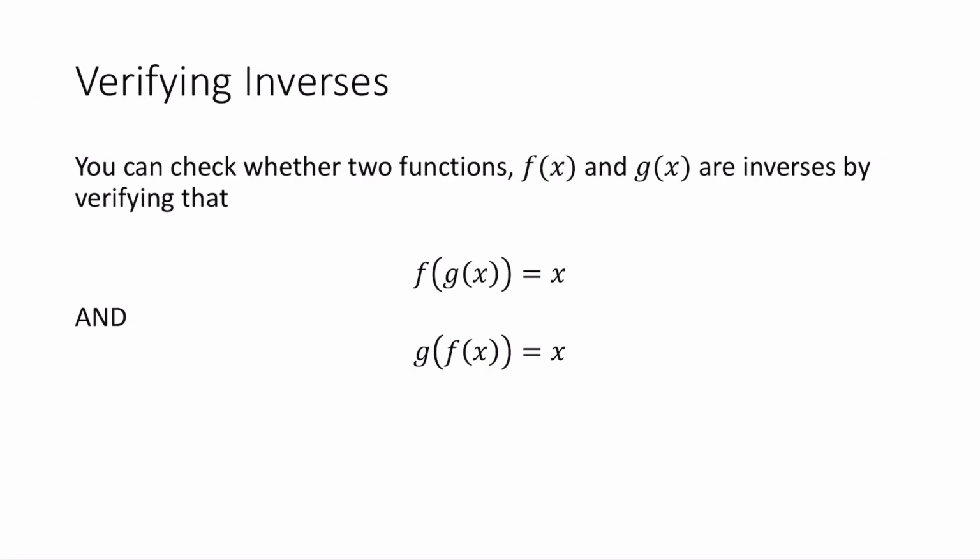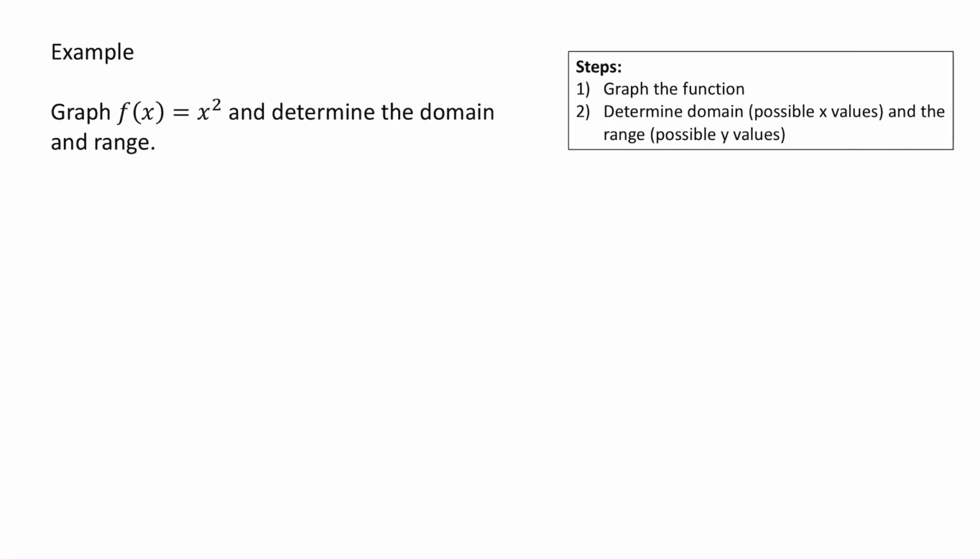So you can verify whether two functions f of x and g of x are inverses by verifying that f of g of x equals x and g of f of x equals x. So let's start off with this example. You can graph f of x equals x squared and determine the domain and range. Remember, that means you're going to go to your calculator or Desmos and type in y equals x squared.